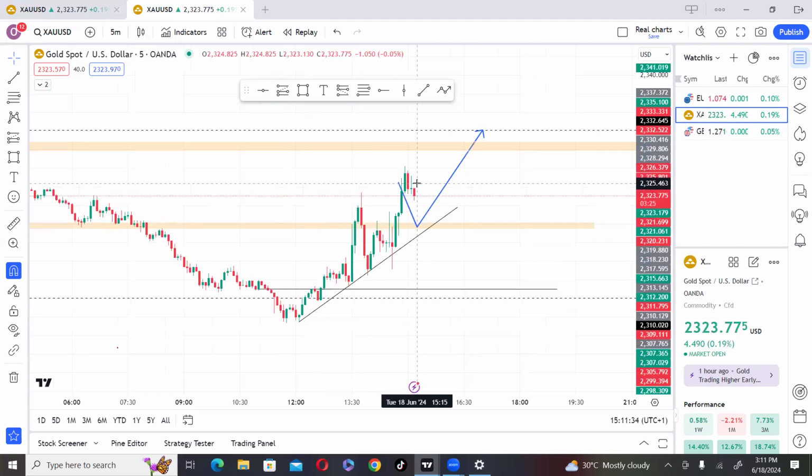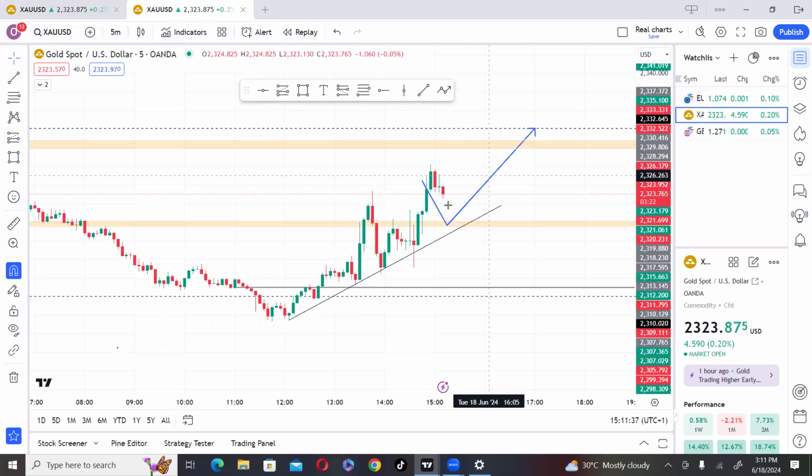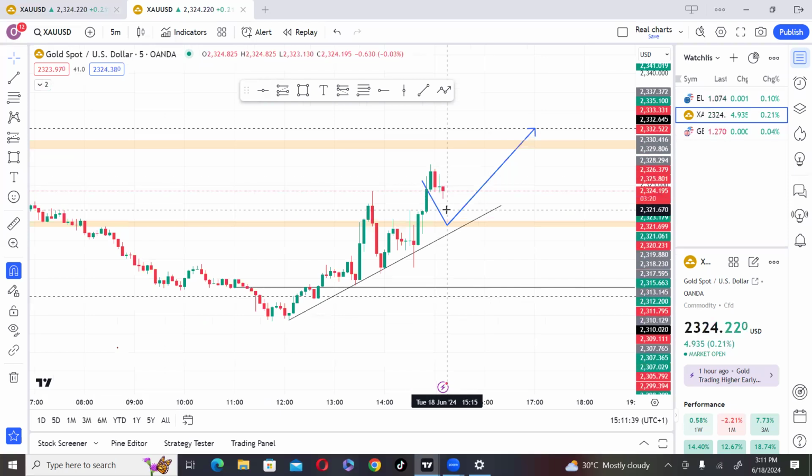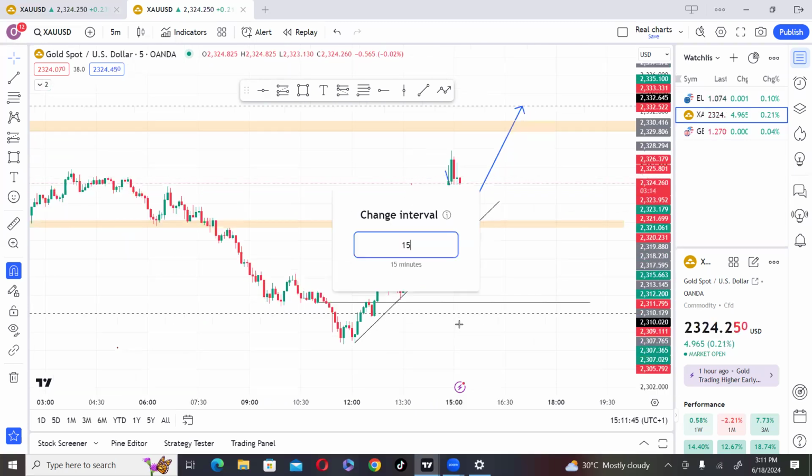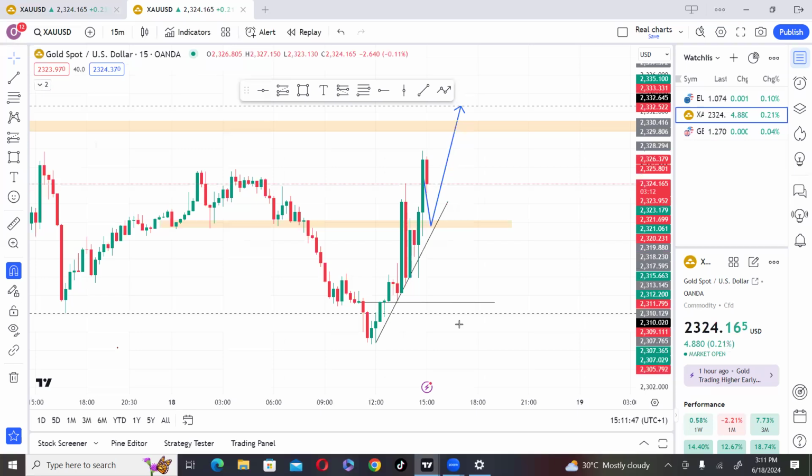What effect can that have? That might just push price to break this trend line and then continue going lower. So that's one way to also look at it. That can happen as well.